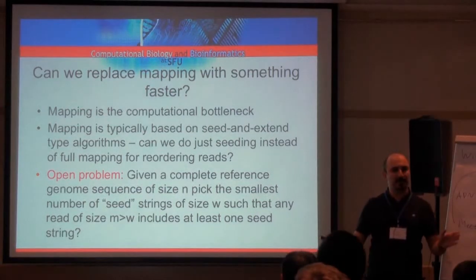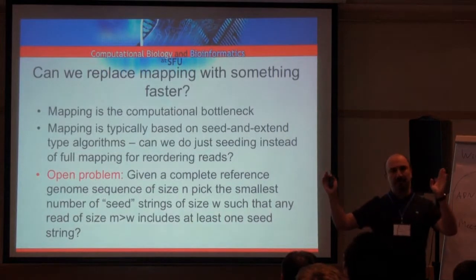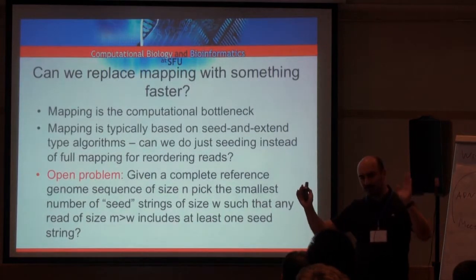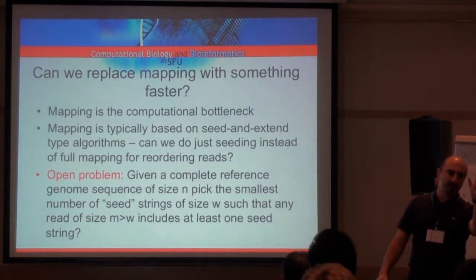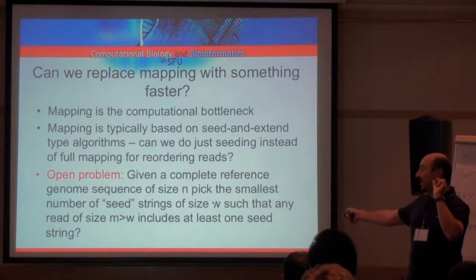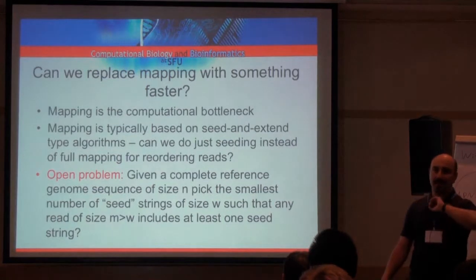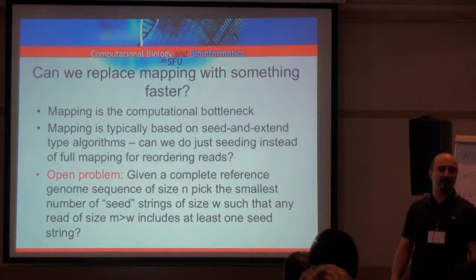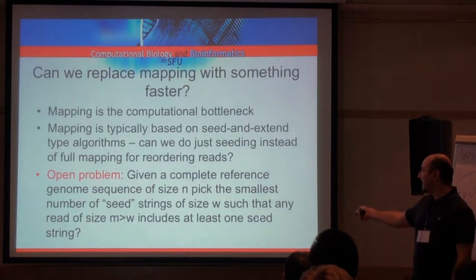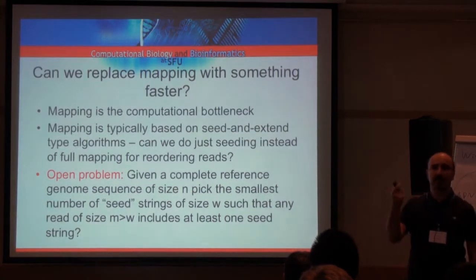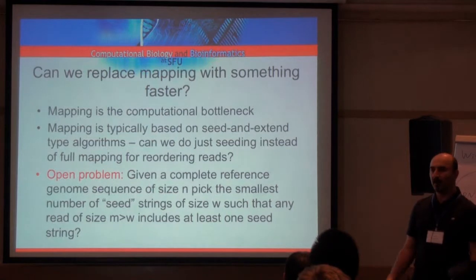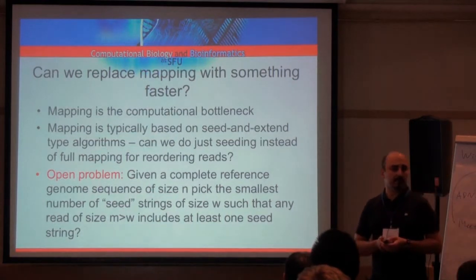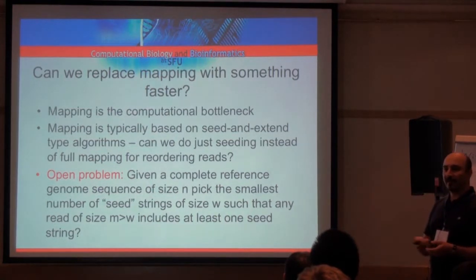I don't know if this problem makes sense to you, but maybe I should make it a little clearer. I'd like to pick up the smallest number of strings of size w, such that every read that can come from this genome of size m will include these seeds. This is an unresolved problem. And if you have any ideas, I'd like to hear.